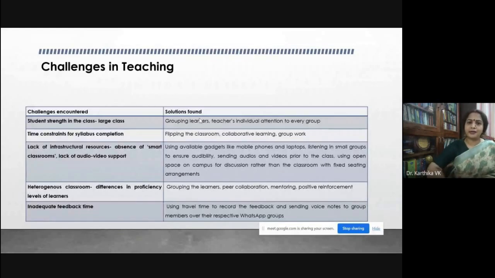Troubleshooting is always part of a teacher's life. Then we had heterogeneous classrooms. I had Telugu speakers who could not really get anything that I was talking about or their peers were talking about. I had public school educated students or people from Abu Dhabi or Dubai who were very fluent in their English, educated in American schools. So that disparity I managed through peer collaboration, a bit of mentoring and positive reinforcement.